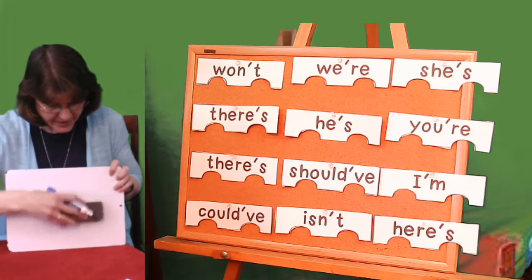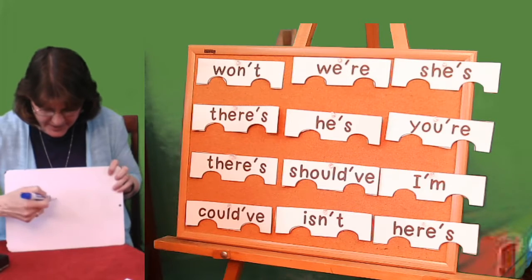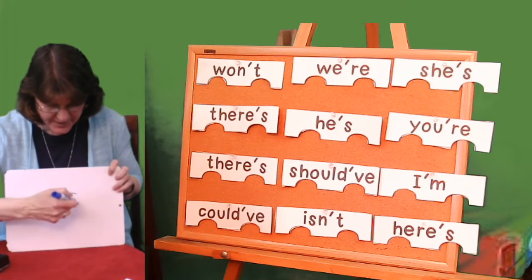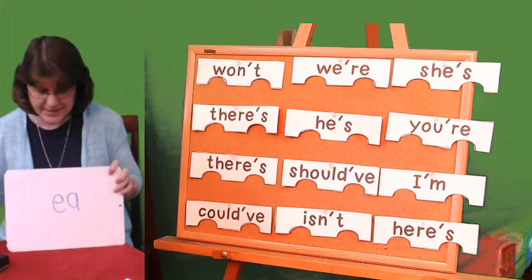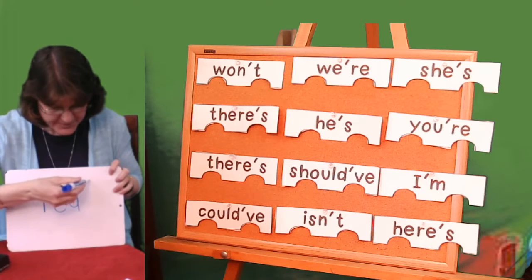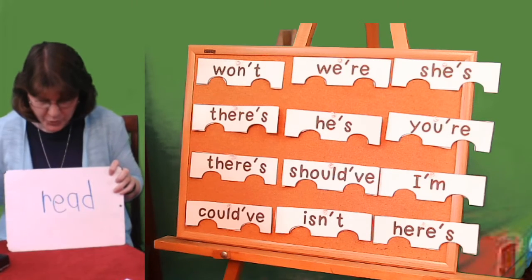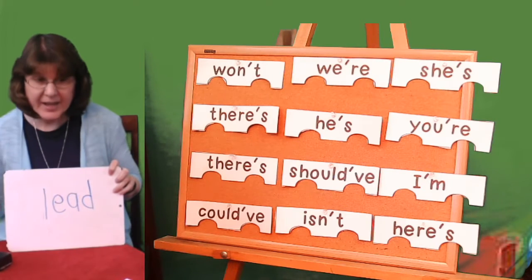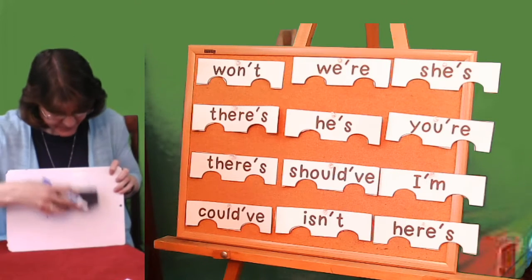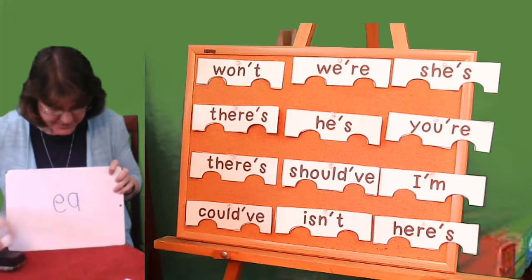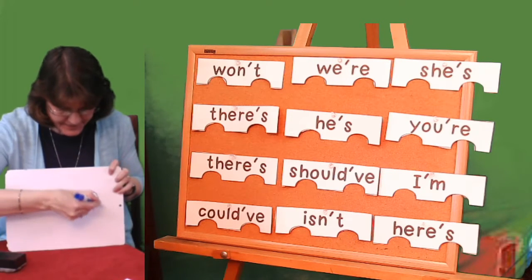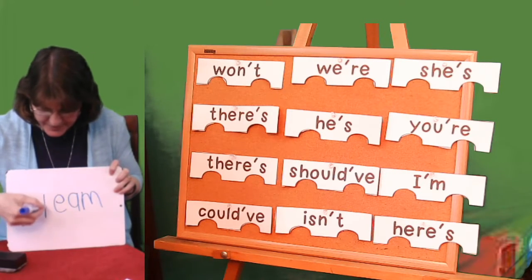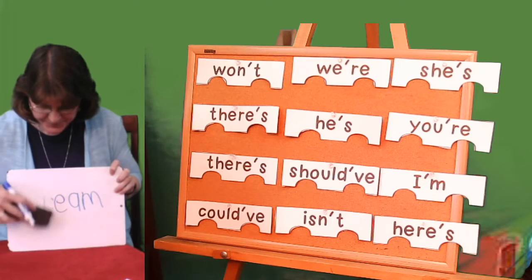Let's switch now to our EA vowel team. And remember, EA together, we're going to say E. Let's put an R in front and a D here. We have read. Put an L in front. We have lead. Let's change our ending sound to an M. And now we have ream.